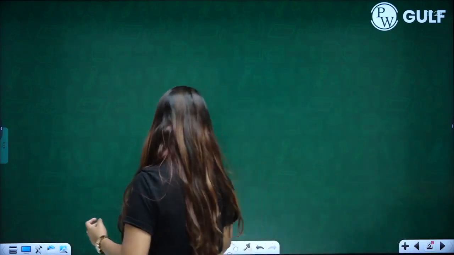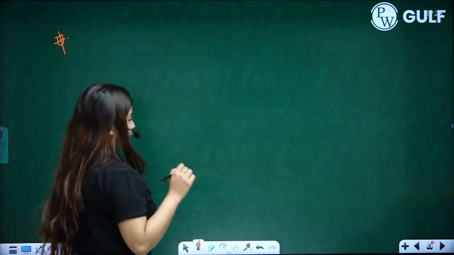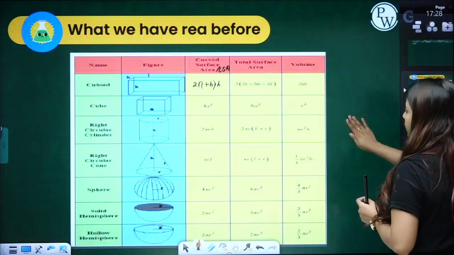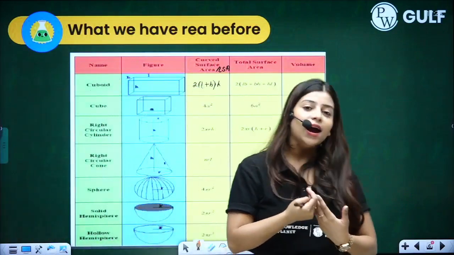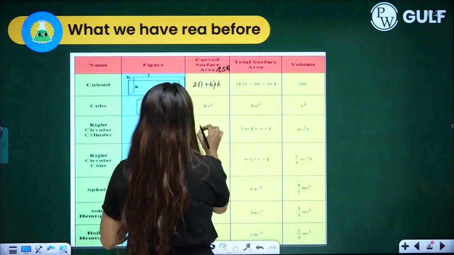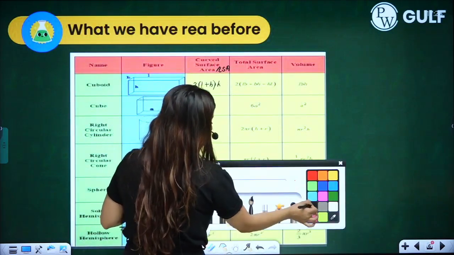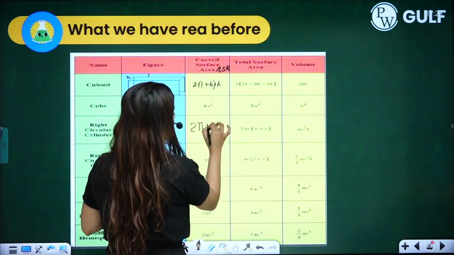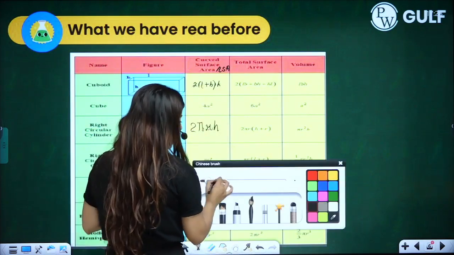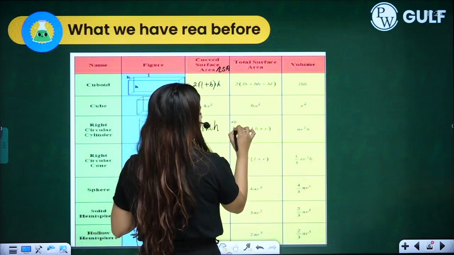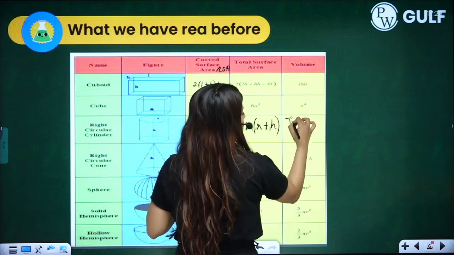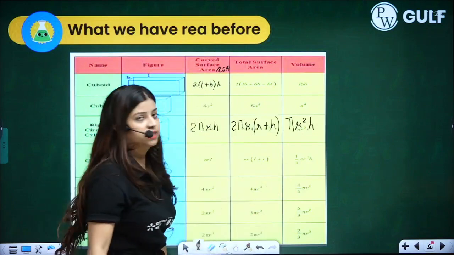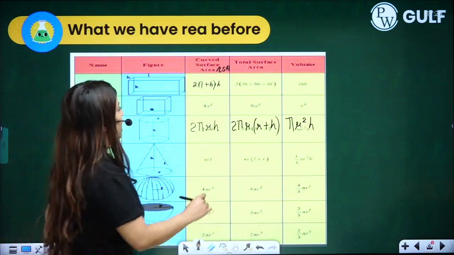The next thing that we have, students, let's go to the figure. What we have is cylinder. For cylinder, the curved surface area is 2 pi RH. Right, what is the curved surface area, students? For a cylinder, the curved surface area is simply 2 pi RH. After that, your total surface area is 2 pi r bracket r plus h, and the volume is pi r square h. Let me just write this down so that you will have it as a whole.